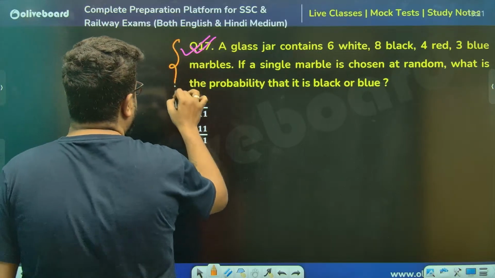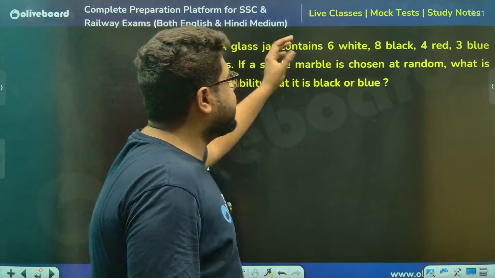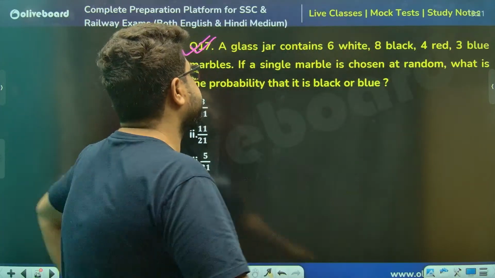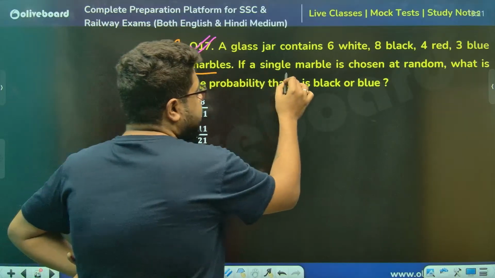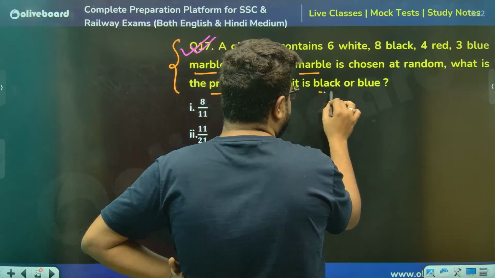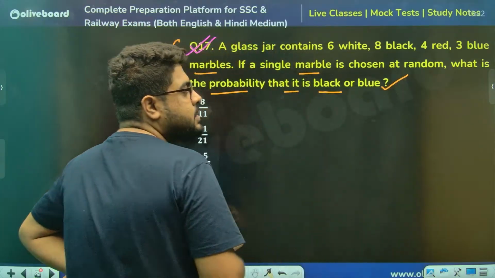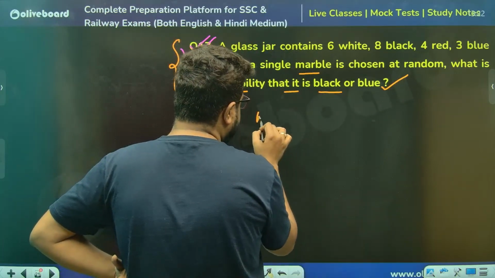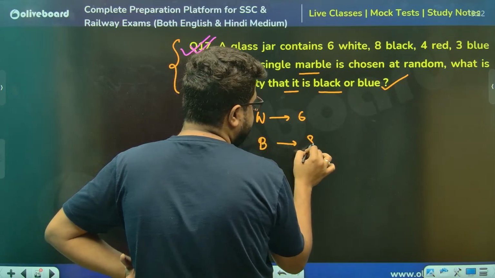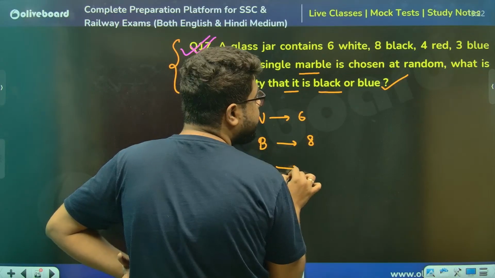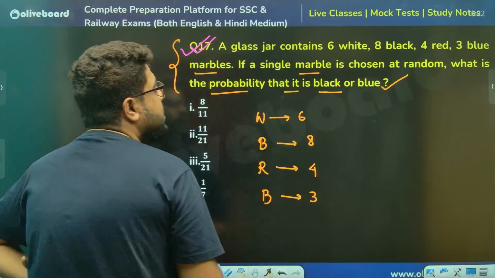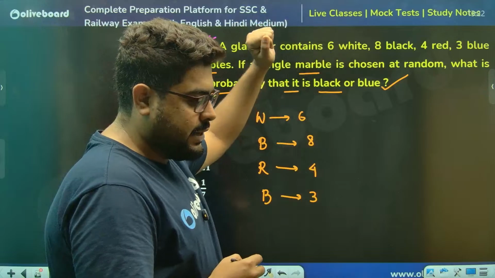Now, a glass jar contains 6 white, 8 black, and so on, so total 4 types of marbles. A single marble is chosen at random. What is the probability that it is black or blue? What do we have? 6 white marbles, 8 black marbles, 4 red marbles, 3 blue marbles. A single marble is chosen at random.